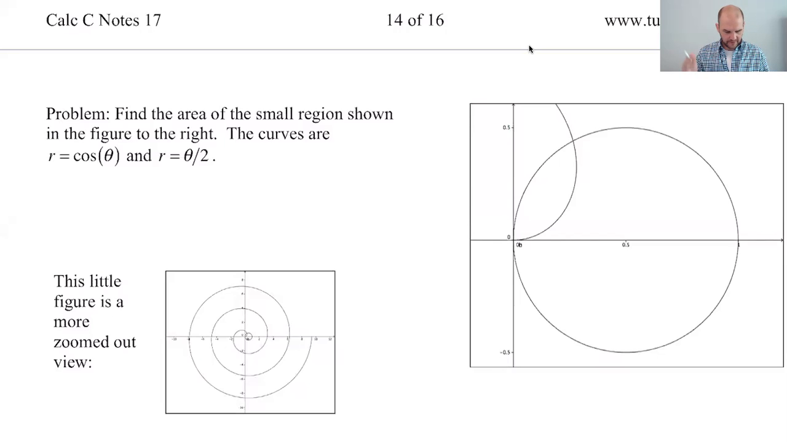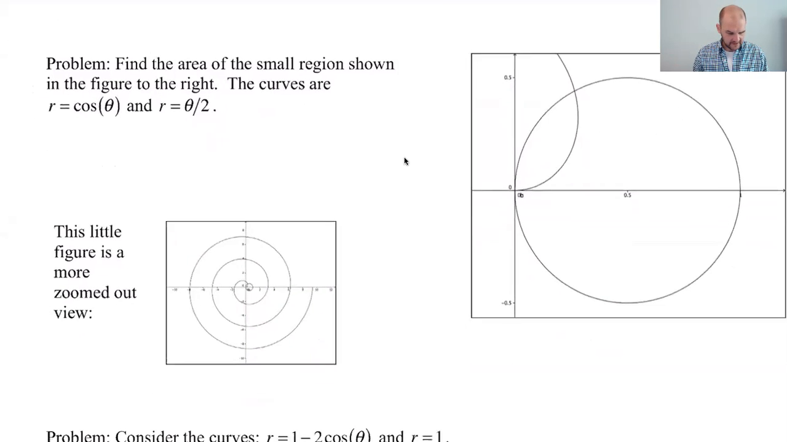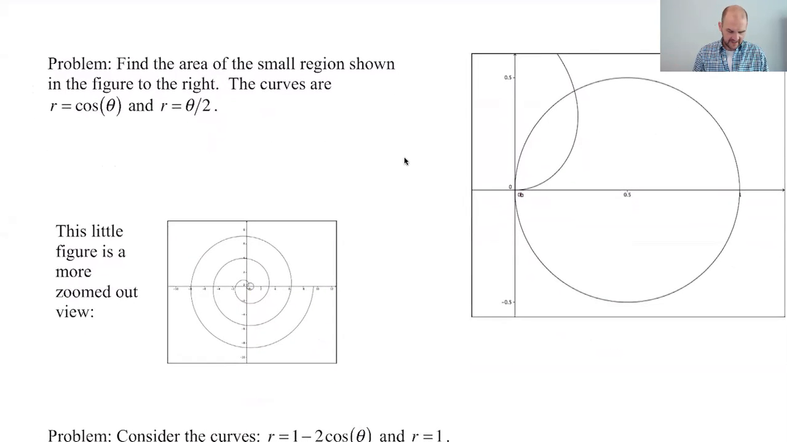All right, we're back. We are on page 15 of note 17 of Calc C, and what we're going to be doing is finding polar areas, which we've been doing for decades, it feels like. All right, so let's see. Find the area of the small region shown in the figure to the right.